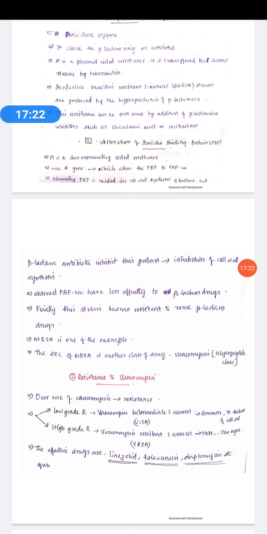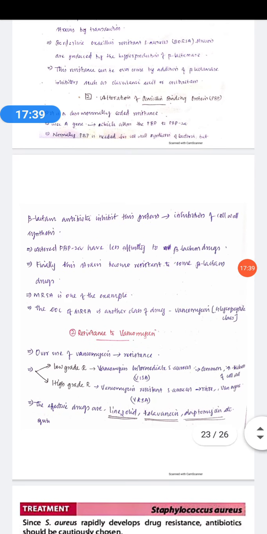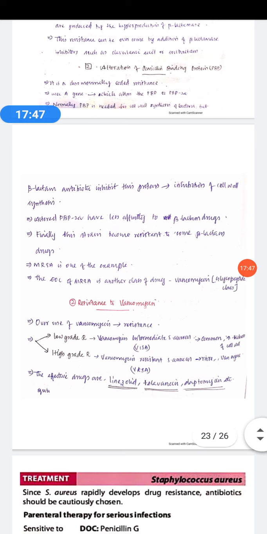Then come to the second one, that is alteration of penicillin binding protein. How does it occur? It is a chromosomally coded resistance. There is a gene known as the mecA gene which alters the penicillin binding protein to penicillin binding protein 2A. Normally, the penicillin binding protein is used for the synthesis of the cell wall in bacteria, but beta-lactam antibiotics inhibit the protein.